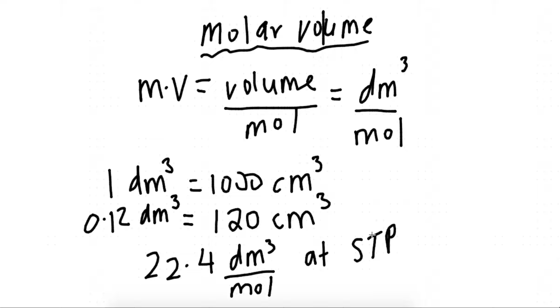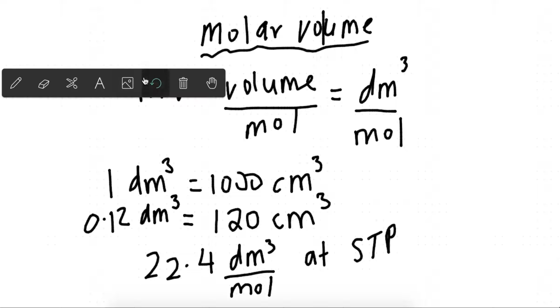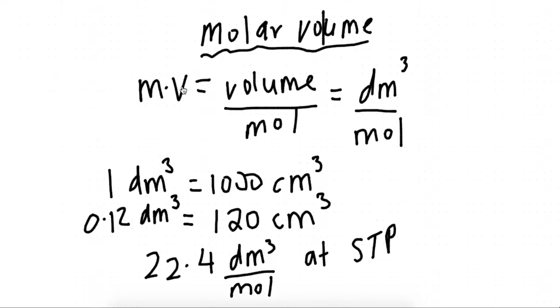So molar volume equals volume over number of moles. The value of volume has to be in decimeter cube. 1 decimeter cube equals 1,000 centimeter cube. So we know how to convert, and the value of molar volume is given to us as 22.4 decimeter cube per mole at STP, which is standard temperature and pressure. Therefore, the question right now is, what is the definition of molar volume?